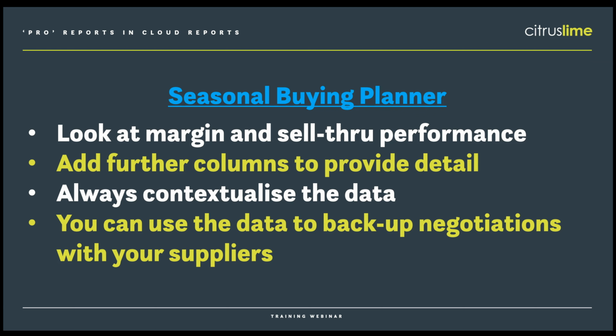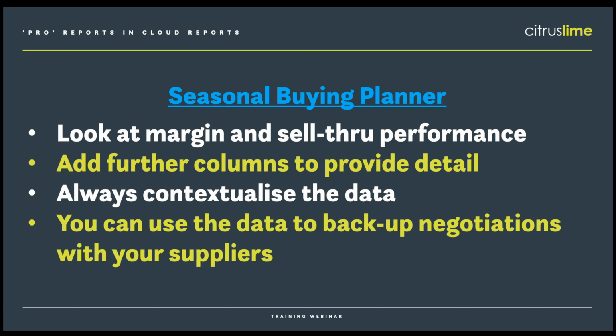So, just a few key takeaways from this report. Use the colour coding again to help you balance performance across margin and sell-through rates. Again, manipulate the report. For example, add those further columns like category to interrogate the detail of where those margin and sell-through rates are coming from.